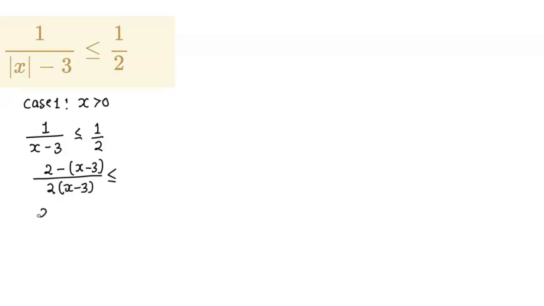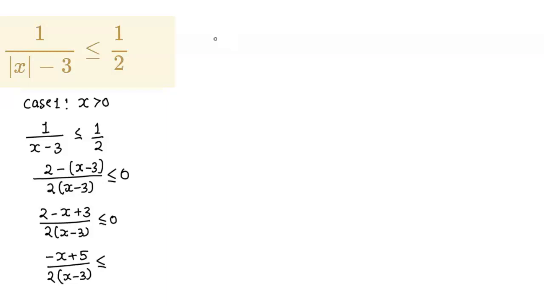So this will become (2 minus x plus 3) upon 2 times (x minus 3), and this is less than or equal to 0. Next it will become (minus x plus 5) upon 2 times (x minus 3), less than or equal to 0.